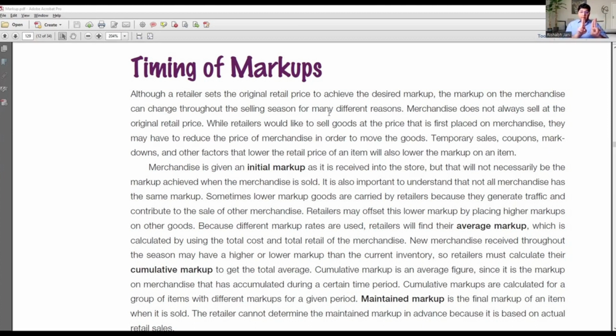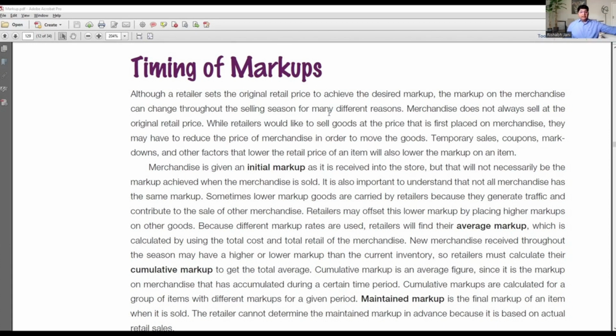The initial markup and the markup of products during a season, during the middle of the season. So how do you calculate the difference between the two? What's the average of the two? Well, that's cumulative markup. And then finally, maintained markup is the markup that at the end of the day, when the product sells, what was the markup of that particular product that was sold?